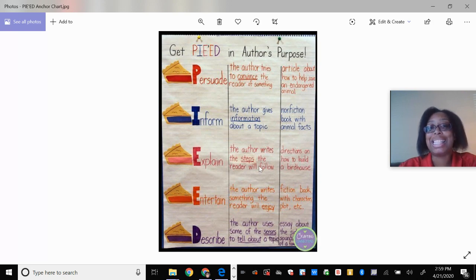Explain. The author writes the steps the reader will follow, like directions on how to build a house or a birdhouse. Entertain. The author writes something the reader will enjoy. Or describe. The author uses some of the senses to tell about a topic. So five senses: sight, hearing, taste, touch, and smell.